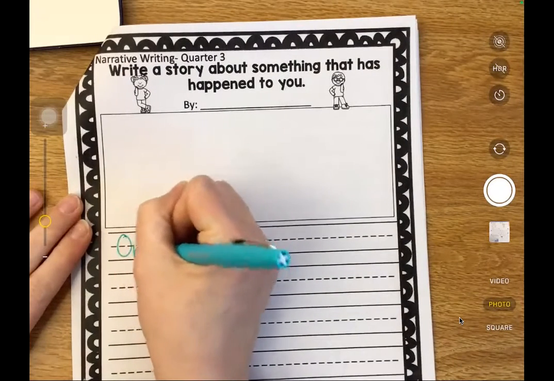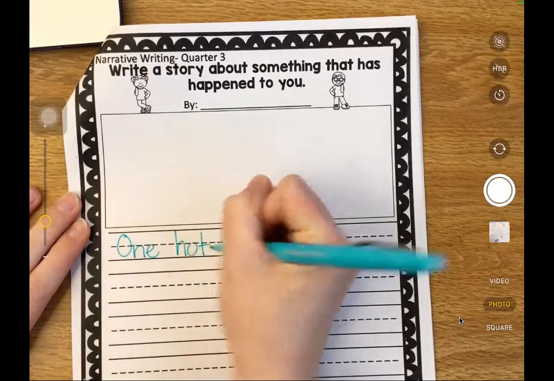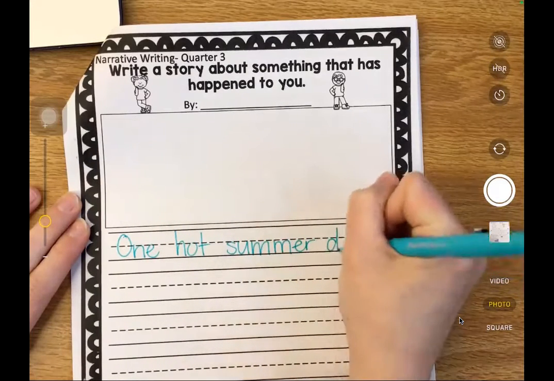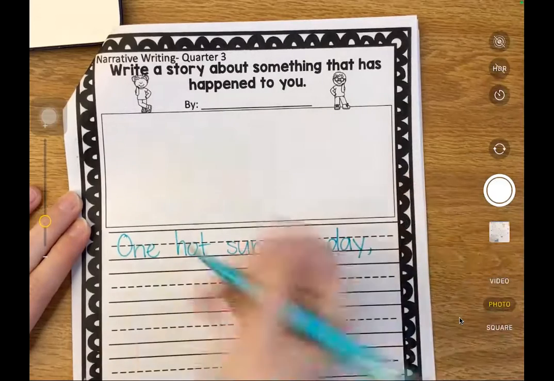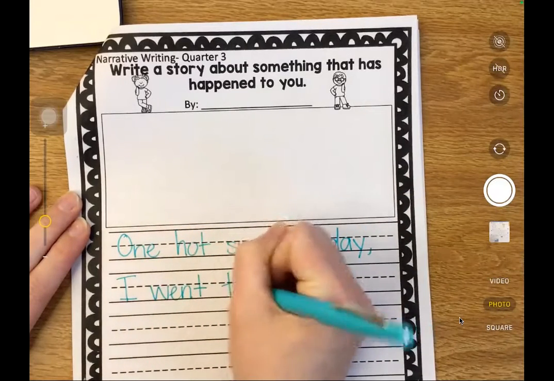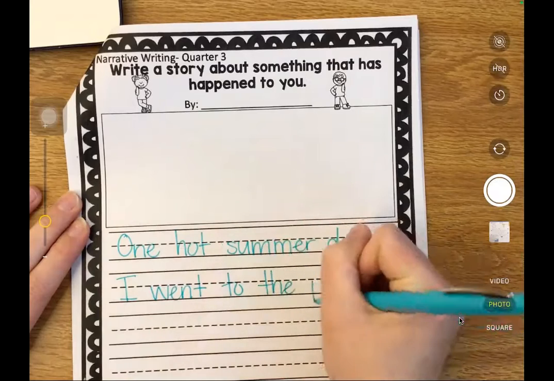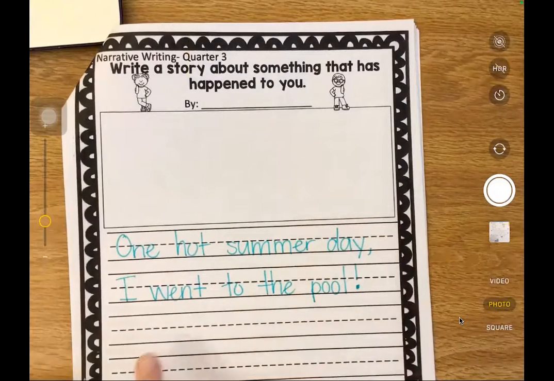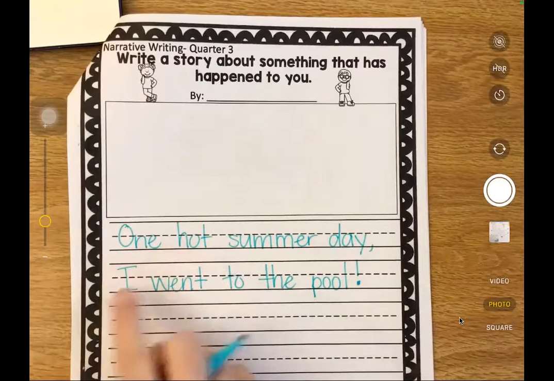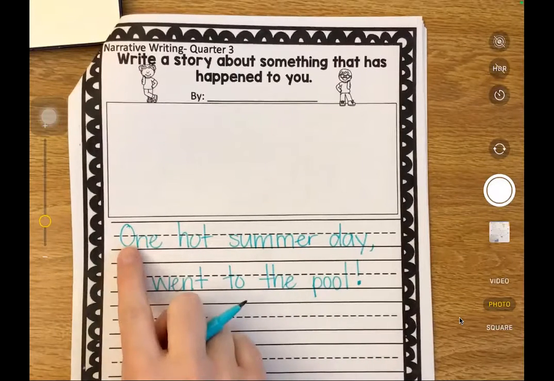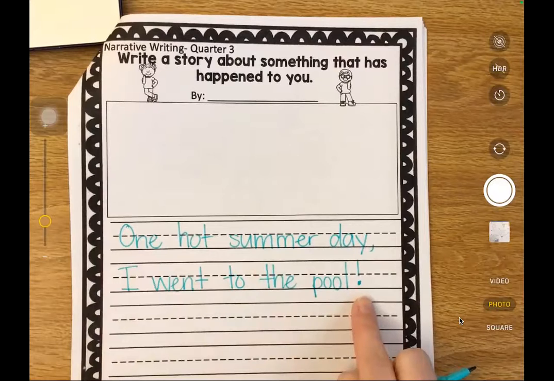One hot summer day, comma, I went to the pool. I tell you where, I tell you who. That is a complete sentence. I started with uppercase, I ended with punctuation.